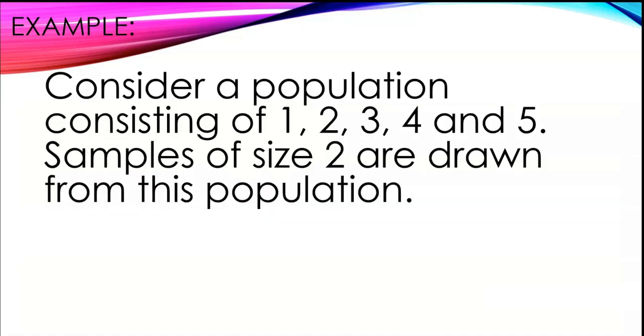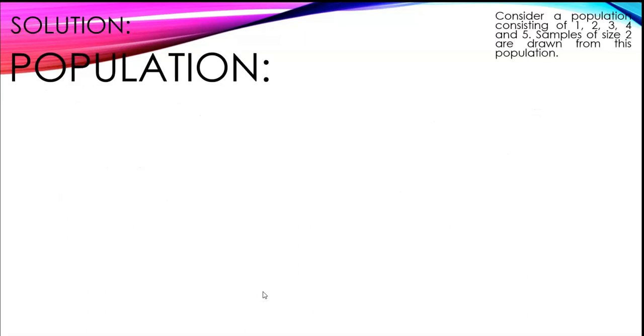For our example, consider a population consisting of 1, 2, 3, 4, and 5. Samples of size 2 are drawn from this population. To start with, let's identify our population size. N is equal to 5. That's our population size since there are 5 variables in our population. That's 1, 2, 3, 4, and 5. Now for the sample size, our sample size is 2 since samples of size 2 are drawn from the population.